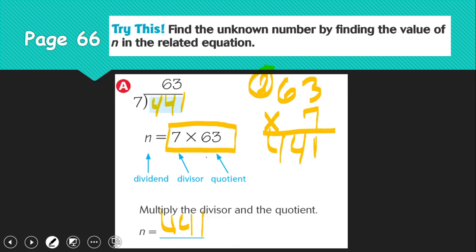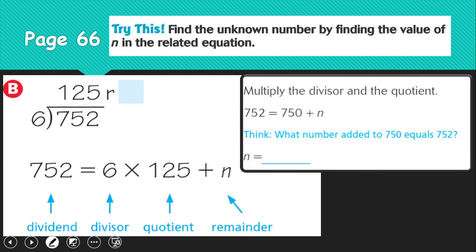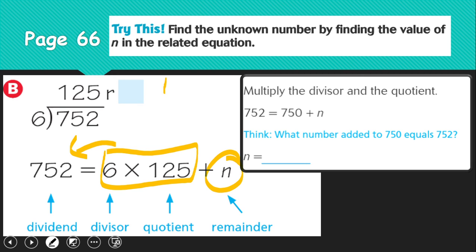Awesome. So we'll do the same thing over here, but this time we want to find out n, which is our remainder. To do this, you must complete your inverse operations. So we're going to multiply these two together and take that away from here to find our remainder.